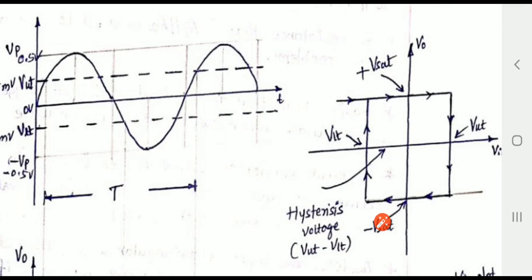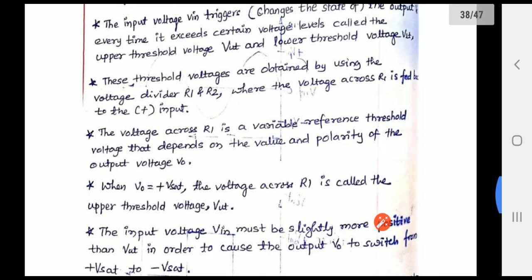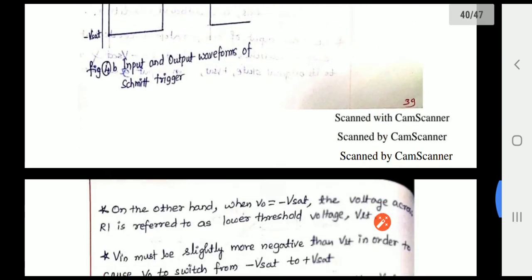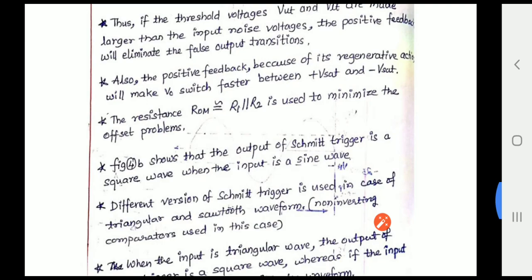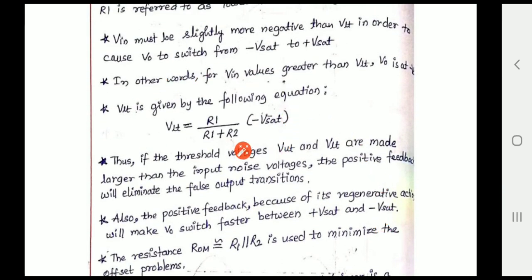Hence it is capable of converting an irregularly shaped waveform into a square wave. The same thing is explained in the explanation here. If you go through this explanation, we'll understand how this circuit converts an irregular waveform into a square wave. So VLT equals R1 into minus V saturation, nothing but V naught itself, which depends on V in, divided by R1 plus R2.